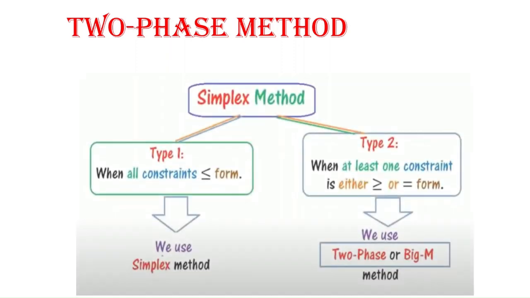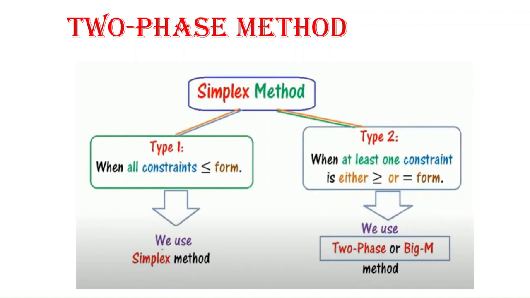In this lecture we'll be talking about the two-phase method. In the previous lecture we have discussed the simplex method and its examples. So the simplex method is of two types. The first one is when we are having the constraints in the less than equal to form, so we use the normal simplex method. When at least one of the constraints is greater than equal to or equal to form, then we are using the two-phase or the big M method. So in this lecture we are discussing the two-phase method with a few examples.